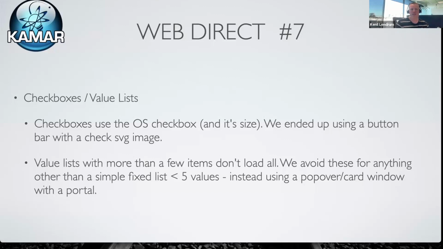The other thing is value lists. In WebDirect, they are fixed. As soon as you go over about 10 items, they don't become scrollable. You have this little more button. So if you've got a value list with more than 10 items and the user wants, say, the 31st item, they're having to do a lot of things. I hated that personally. So we tend to avoid value lists completely, and we've ended up using popovers or card windows with a portal inside instead.